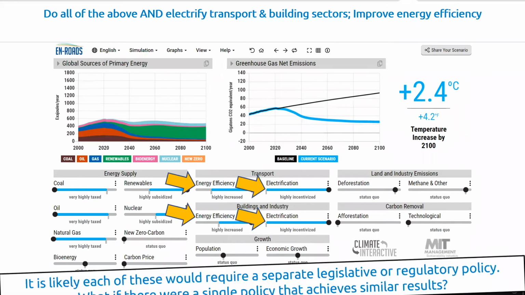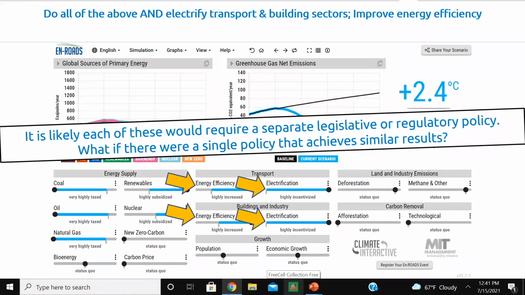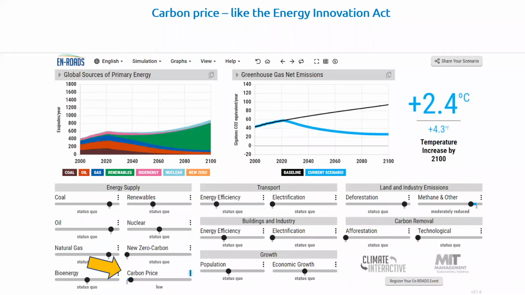Now, the way that we've looked at this so far is doing one lever at a time. And each one of these things would probably be a separate legislative or regulatory policy. And we know that it takes time to introduce legislation or regulations. So the question is, is there a single policy that would achieve similar results? And the answer is yes. We could actually put a price on carbon like the Energy Innovation Act, and we would see equivalent emission reductions, and our average global temperature increase would be down to 4.3 degrees Fahrenheit, similar to all those individual measures.